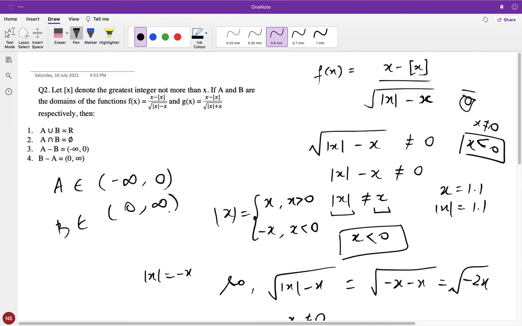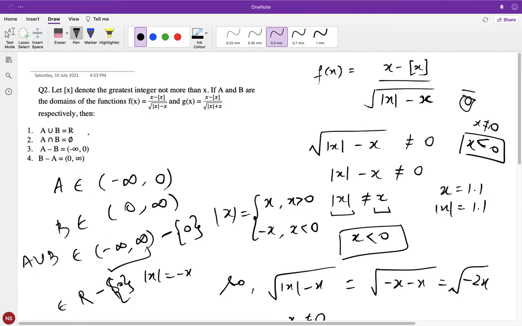So let us look at option 1, A union B. A union B will be equal to what? All the numbers except 0. So this is R minus 0. But in the option it says R, so this is not correct.